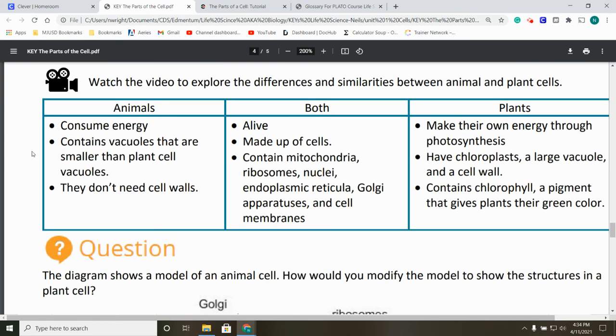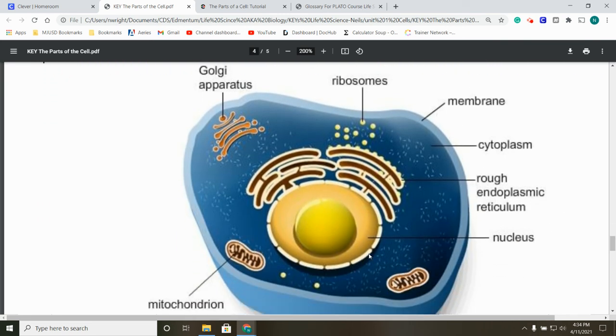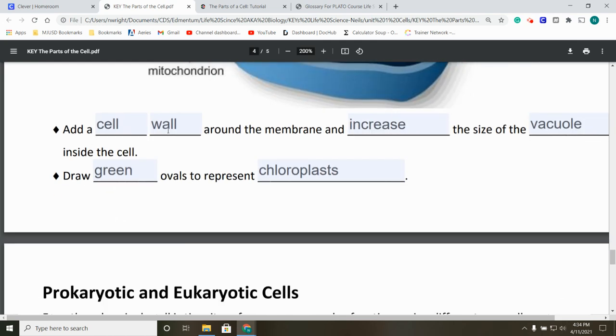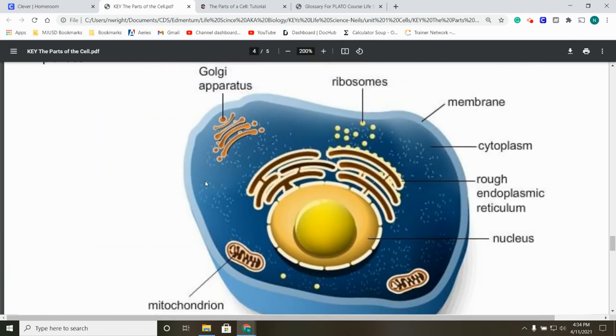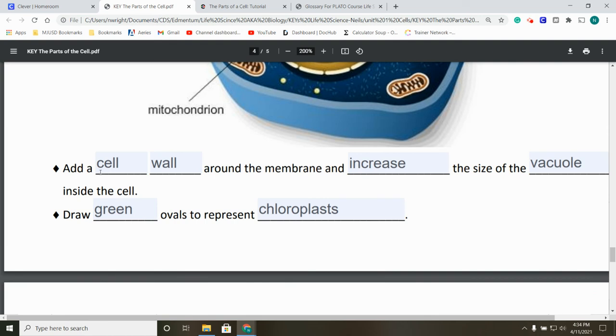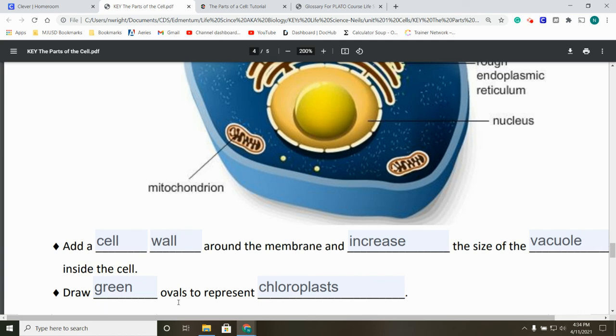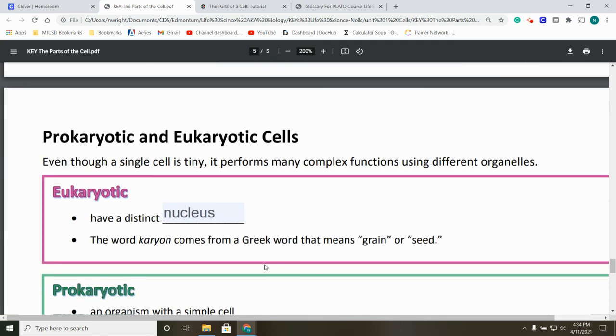We had to watch a video and it describes animal cells, and plant cells. So we've got these different parts. How would you make this animal cell into a plant cell? Add a cell wall around the membrane and increase the size of the vacuole. Draw green ovals to represent chloroplasts.